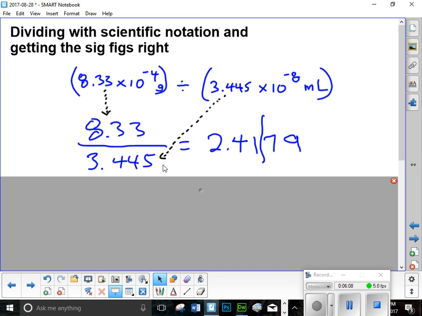So here we go. This number divided by this number. Okay, you see it's a division problem. And you see where the numbers come from. And I strongly, strongly recommend that you draw those dotted lines.